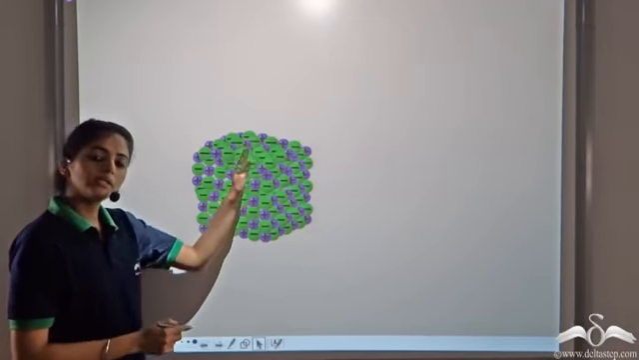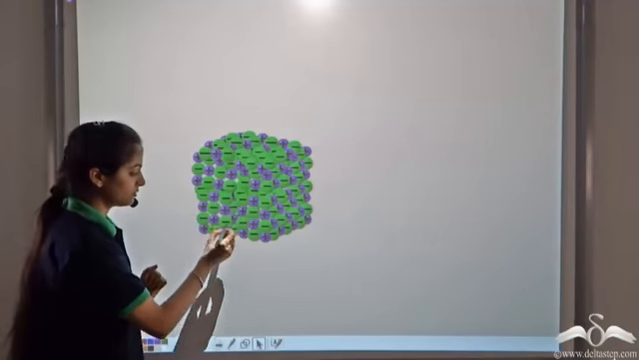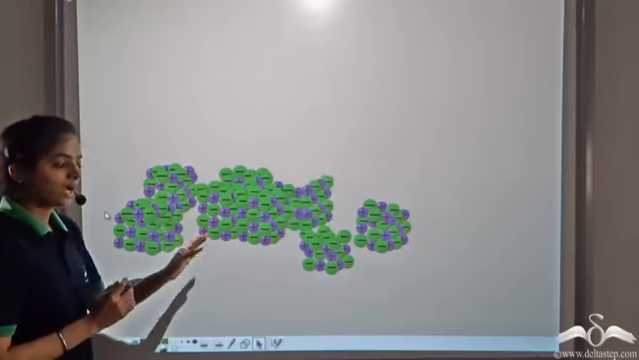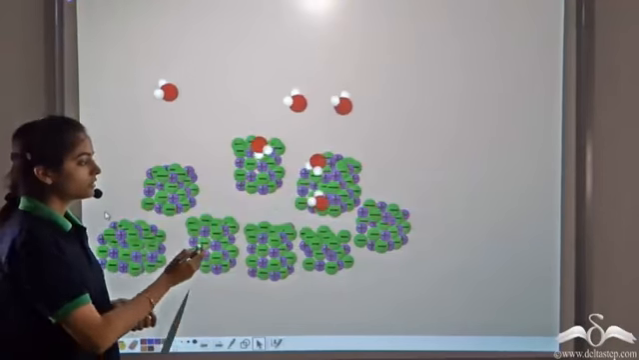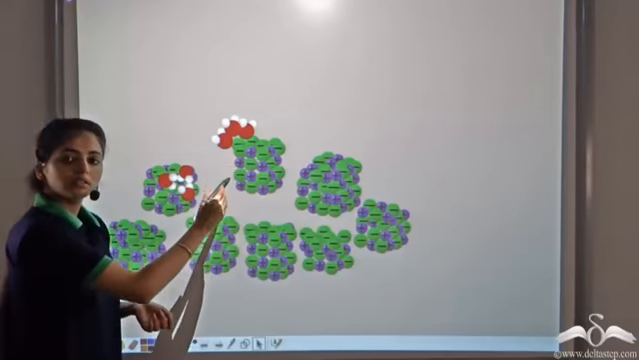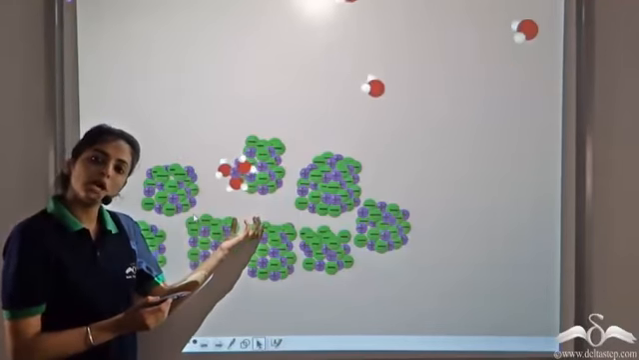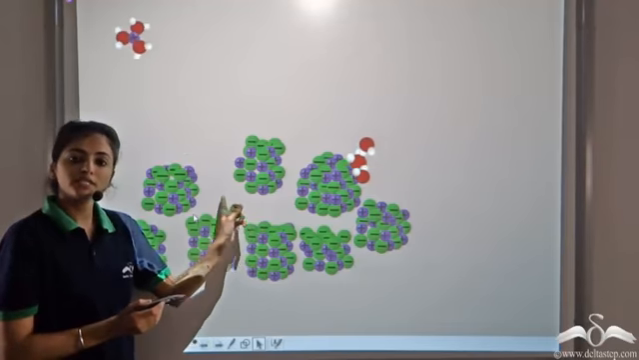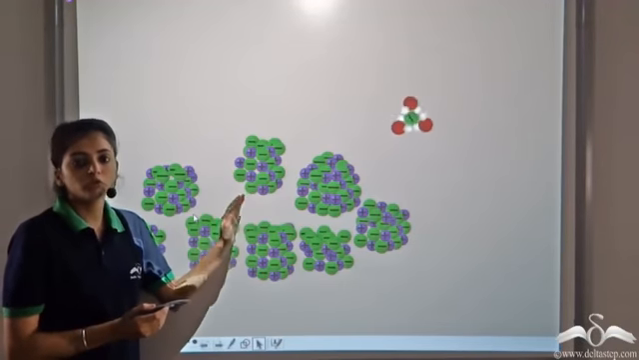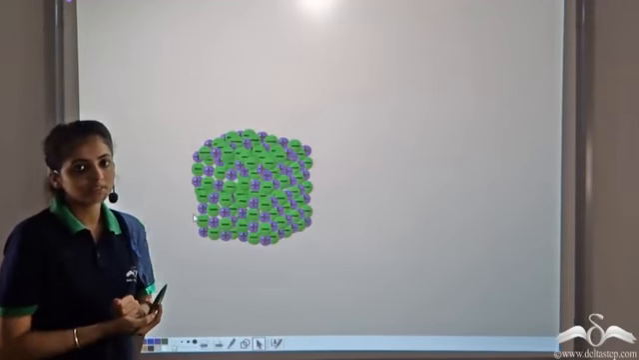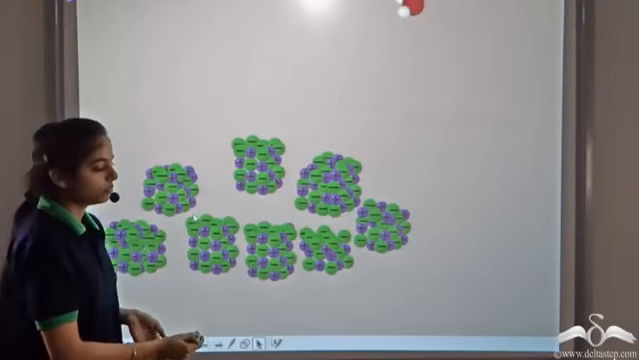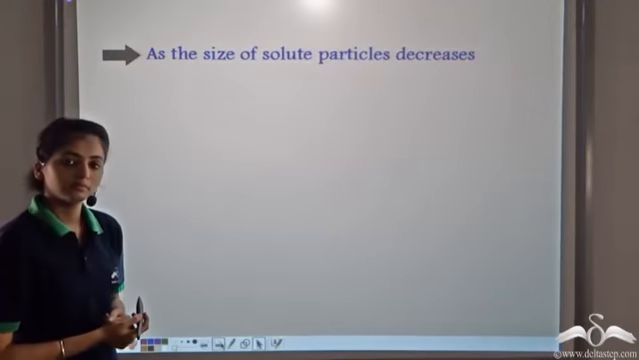But now we'll cut this lump of salt. As we cut this lump of salt, we see that most of the surfaces are now available for water molecules to act on. So the surface area available for the water molecules increases, and so we see that the solubility increases.